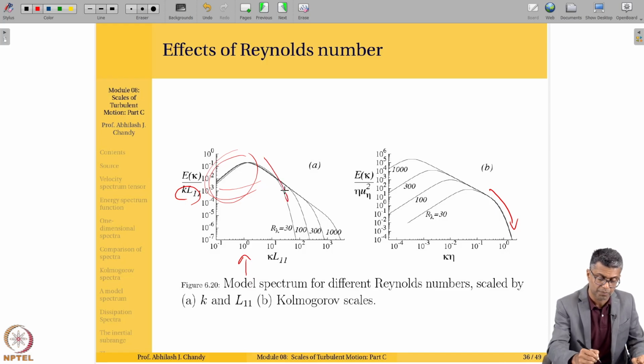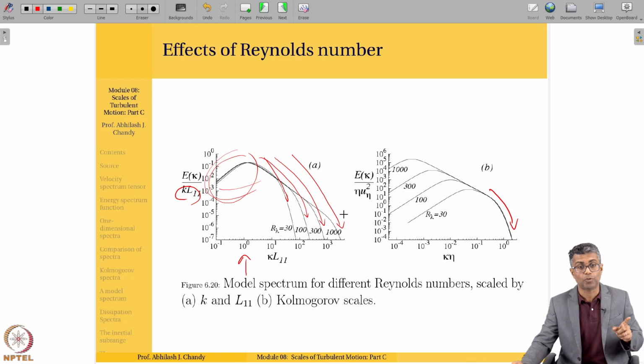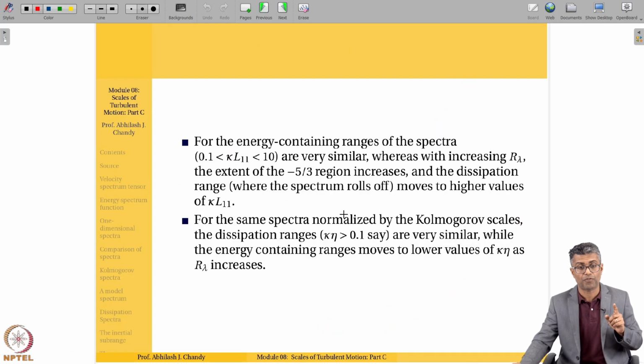It's only this much. Whereas here it is this much. Here it is this much. Here it is this much. Isn't it? As the Reynolds number increases. So that is the main observation from the left figure.